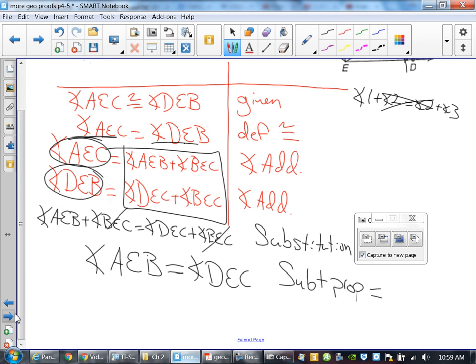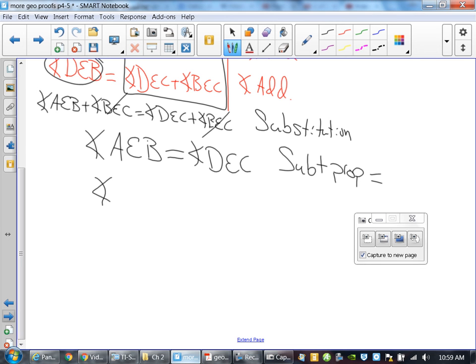Somebody asked earlier today, is your last step always going to be definition of congruency? No. It just depends upon the proof. Sometimes it is, sometimes it's not. Okay?